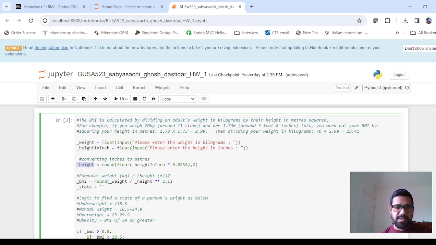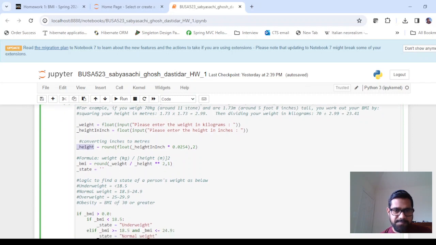And then as per the BMI formula, I'm going to calculate the BMI, that is weight divided by height square, and as per requirement I need to convert it into 1 decimal point, so I round it off over here. The height also I round off till 2 decimal points for the benefit of the calculation.